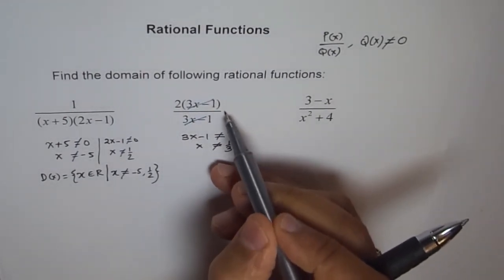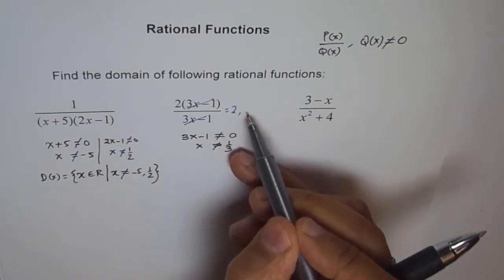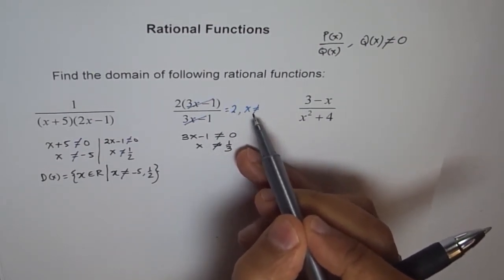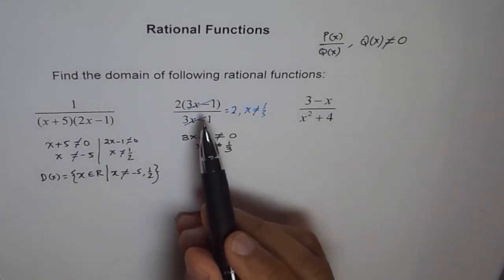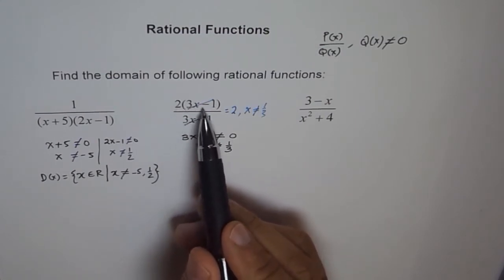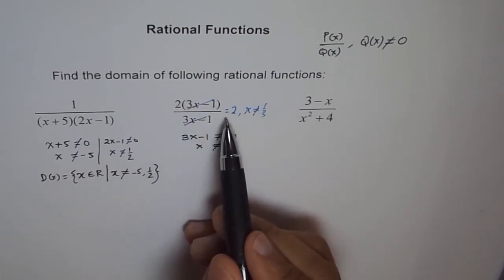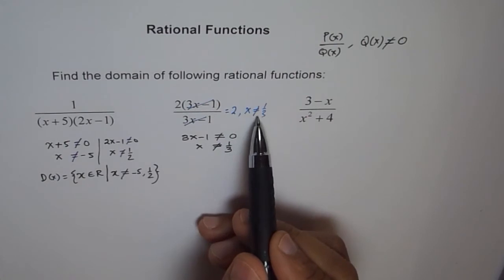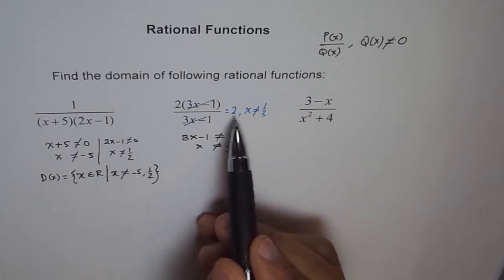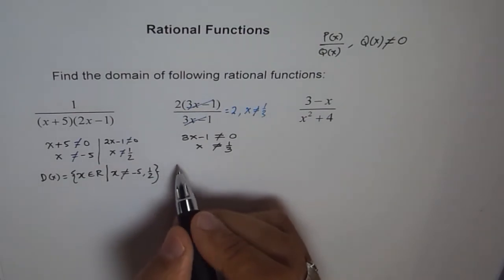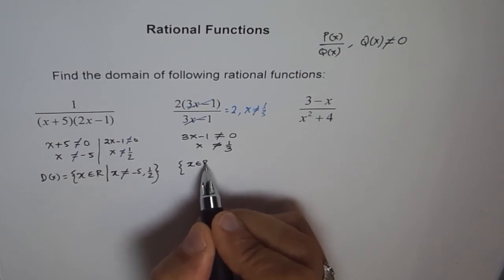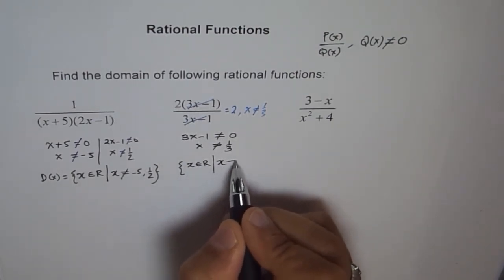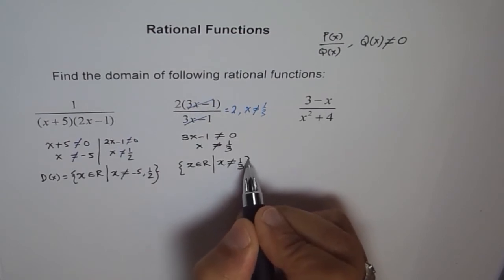If you cancel them out, what do you get? You get 2. But here you should write x is not equal to 1 over 3. Otherwise, both are not equivalent. 2 times (3x minus 1) divided by (3x minus 1) is equal to 2 only if you write the restriction that x is not equal to 1 over 3. Do you understand? That's how it is. So here the domain for this function is x belongs to real numbers where x is not equal to 1 over 3.